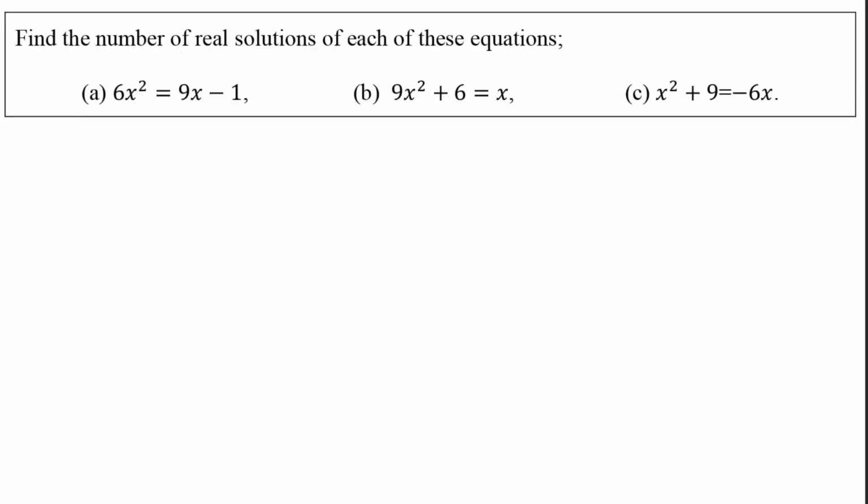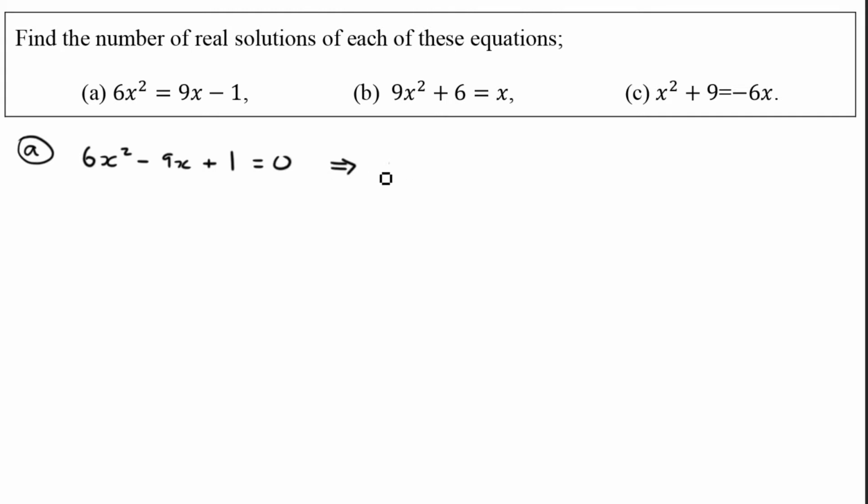So let us make use of the discriminant to solve this question. Find the number of real solutions of each of these equations. In part A, we have 6x squared is 9x subtract 1. However, we can't use that form to work out the discriminant. We must have it in the ax squared plus bx plus c form to be able to use it. So I've rearranged that so everything is on one side with an equals 0 on the other.